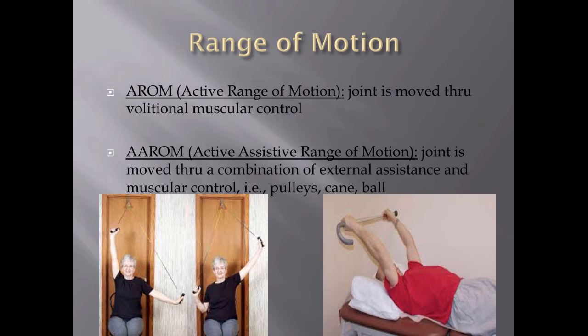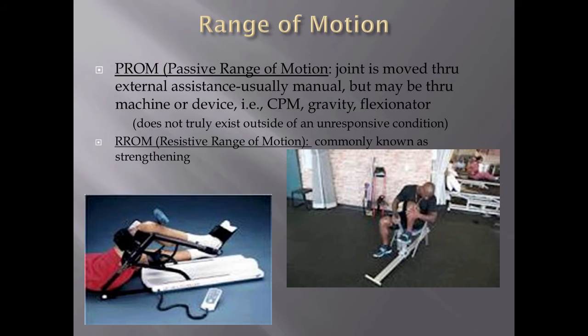And then we have active assistive range of motion, where the movement occurs with assistance, maybe from the other arm, through a pulley, using a cane, or rolling on a ball. So you have some type of external assistance. So you're not getting just the muscle that's controlling the activity. And then we have passive range of motion, where the joint is moved through range of motion externally with external assistance. This can be manually or through a device.